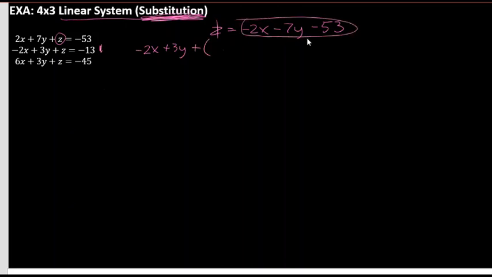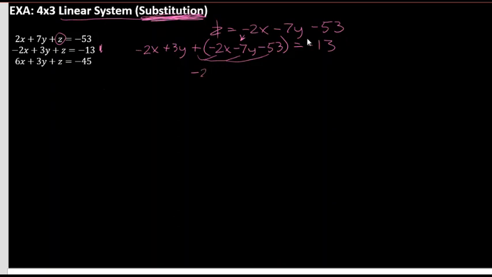This is all z now, okay? So plus z, so negative 2x minus 7y minus 53 is equal to negative 13. So one more time, I've got negative 2x plus 3y plus z. I have a different z. I've substituted. Okay? So all I'm going to do is quote-unquote distribute this plus sign, which really does nothing. It doesn't change anything. So this is still going to be minus 2x minus 7y minus 53 equals negative 13. But what it does let me do is get rid of those parentheses.